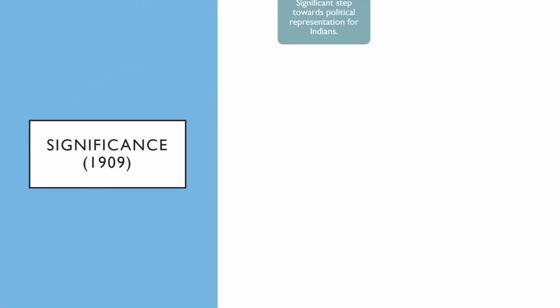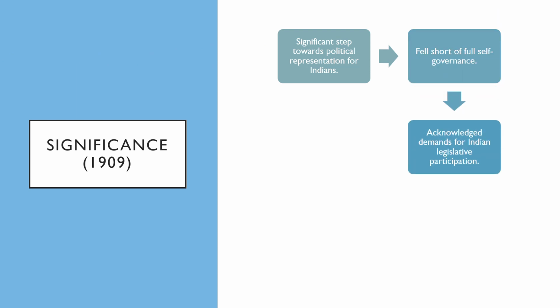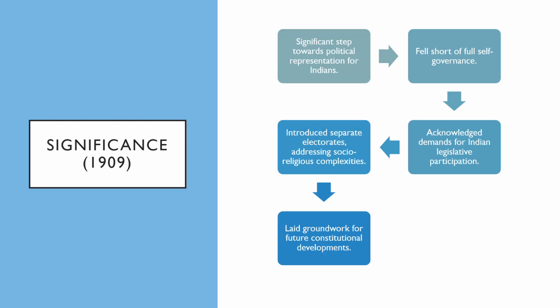What is its significance? The Government of India Act of 1909 marked a significant step towards political representation for Indians. While it fell short of granting full self-governance, it acknowledged the growing demands for Indian participation in legislative processes. The introduction of separate electorates, though controversial, reflected the complexities of India's socio-religious landscape and laid the groundwork for future constitutional developments.